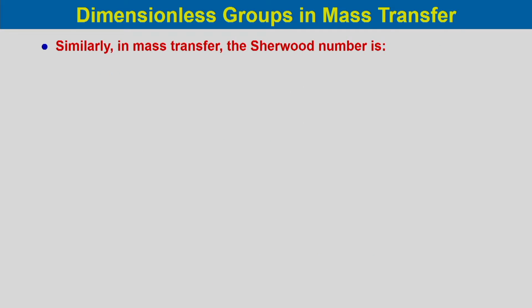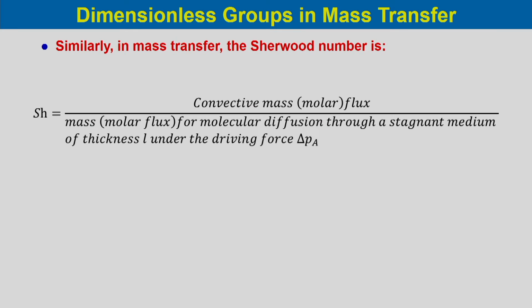Now, if we look into the mass transfer, the Sherwood number can be defined by the convective mass flux or molar flux divided by the mass or molar flux for molecular diffusion through a stagnant medium of thickness L under the driving force of delta pA. Delta pA is the partial pressure driving force. So, in this case the ratio of convective mass transfer and the mass transfer due to molecular diffusion will give you the Sherwood number.